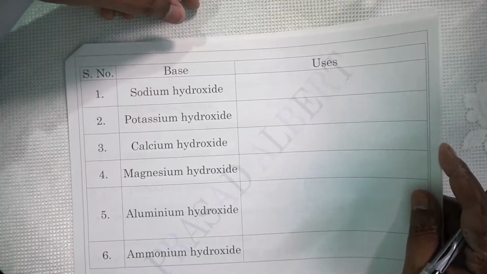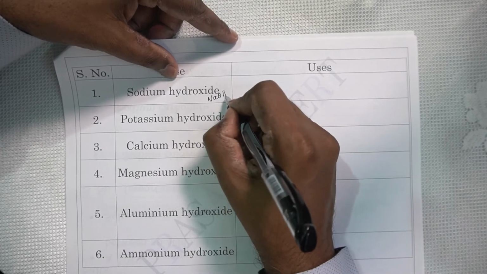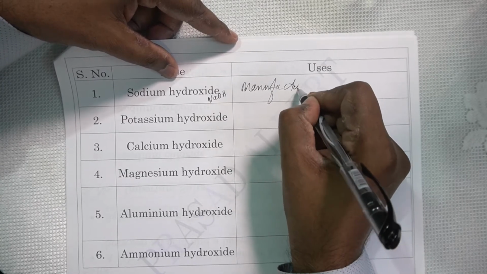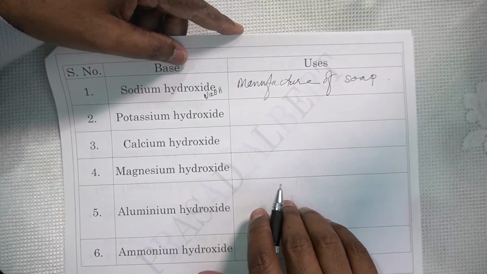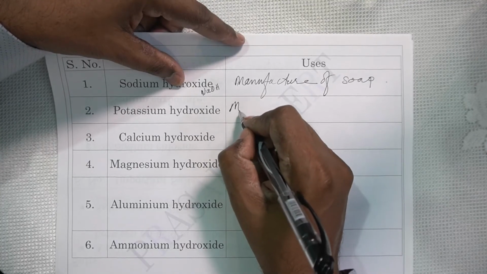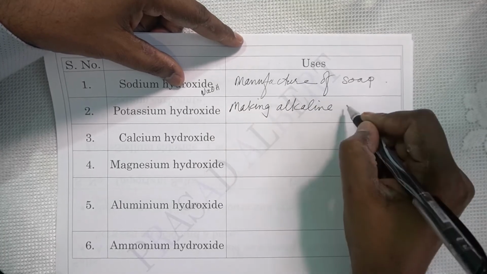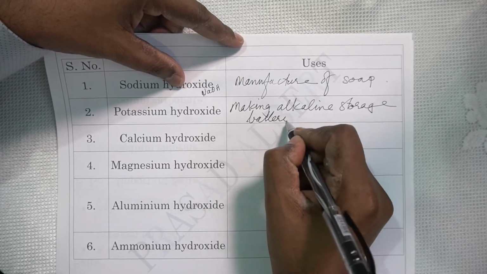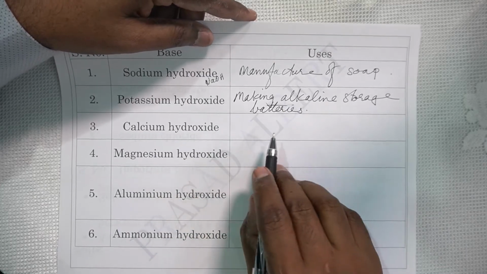Now we have some important bases. We need to see their uses. Sodium hydroxide, example, NaOH. The major use of sodium hydroxide is manufacture of soap. It has plenty of uses, but I am giving only important uses required for class 10. Potassium hydroxide is used for making alkaline storage batteries. This is also useful.